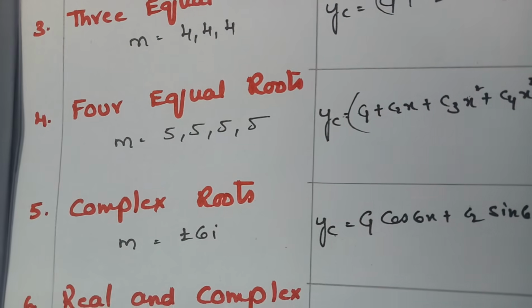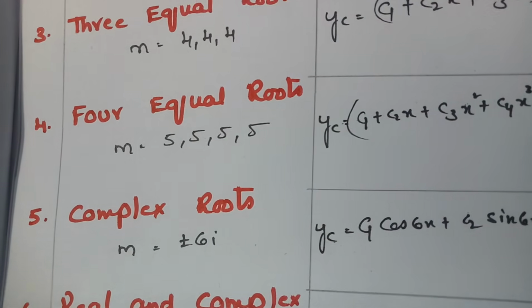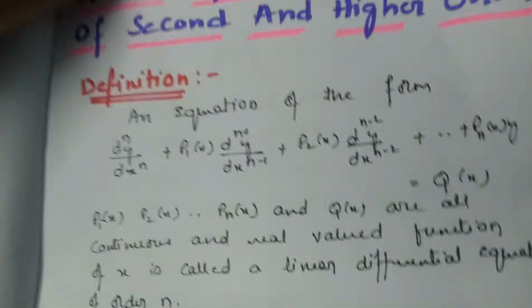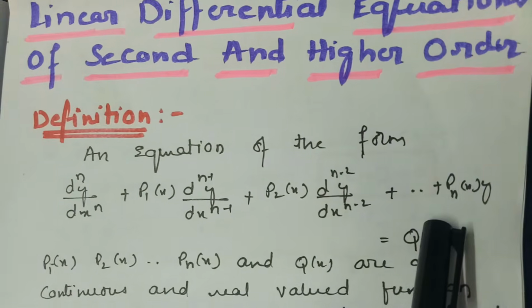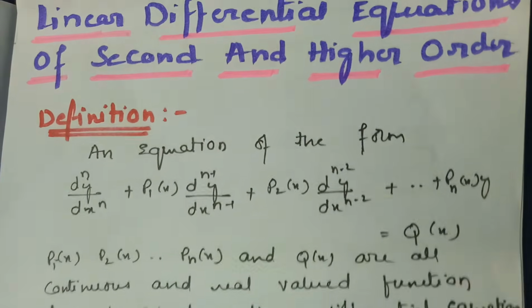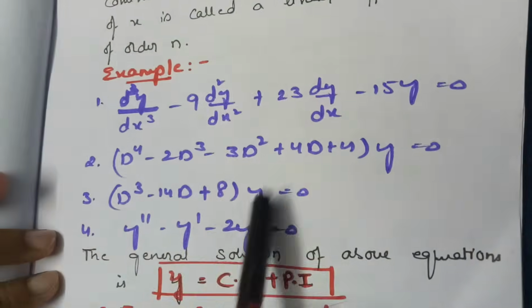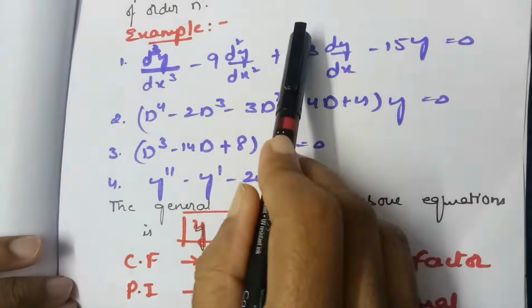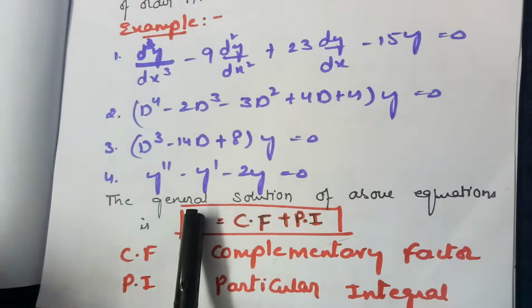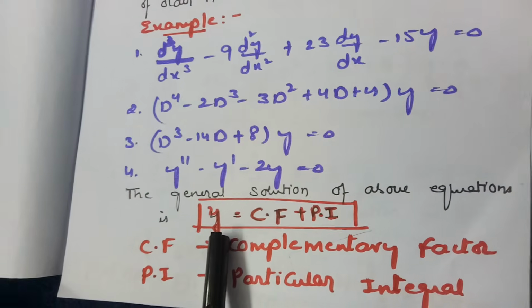So turning our attention to this linear differential equation once again. The equation of this form is a linear differential equation of order n. These are all examples of unit 2. This is how we have to solve. For solving this problem we have to find the solution.